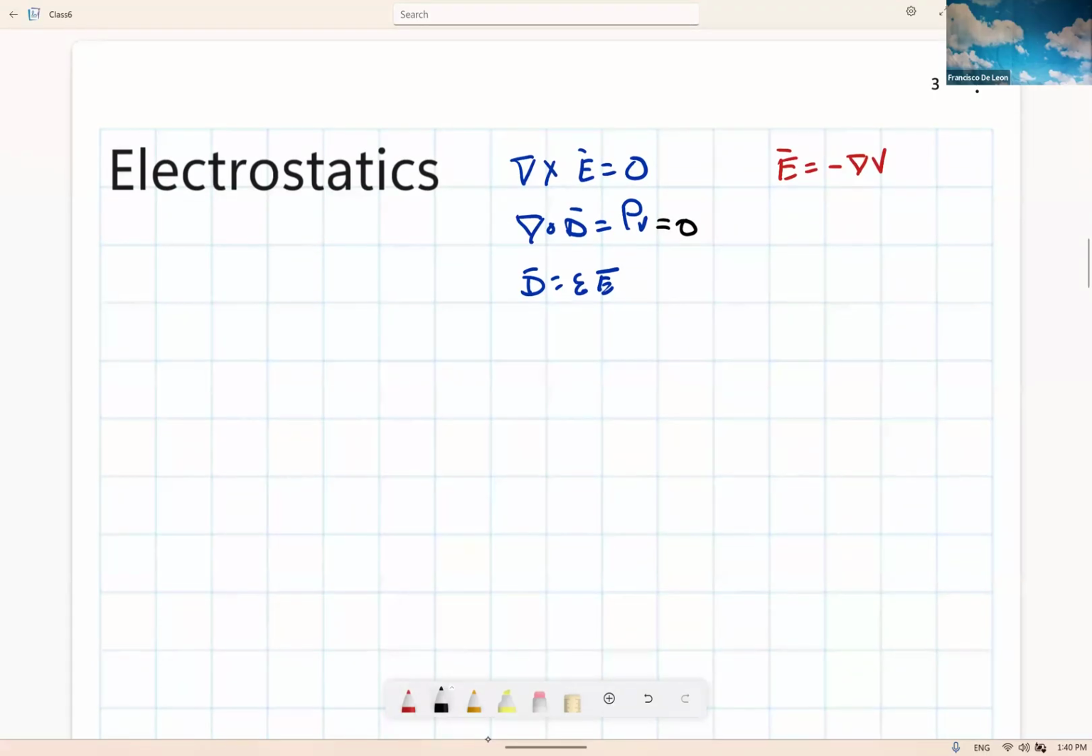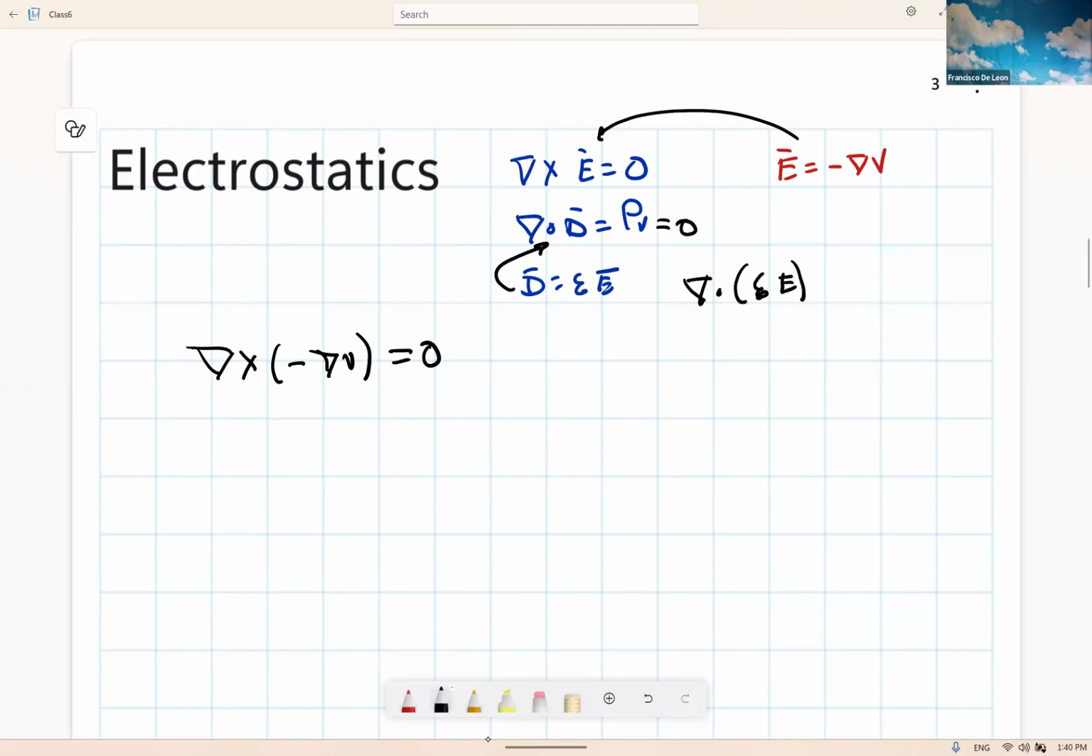So I'm going to substitute this in there, and I am going to get the divergence of the gradient of V equals to 0. And then I'm going to substitute D in here, so it's going to be the divergence of epsilon E equals to 0. I don't want to put anything else in there. So this is the equation that I need to solve.